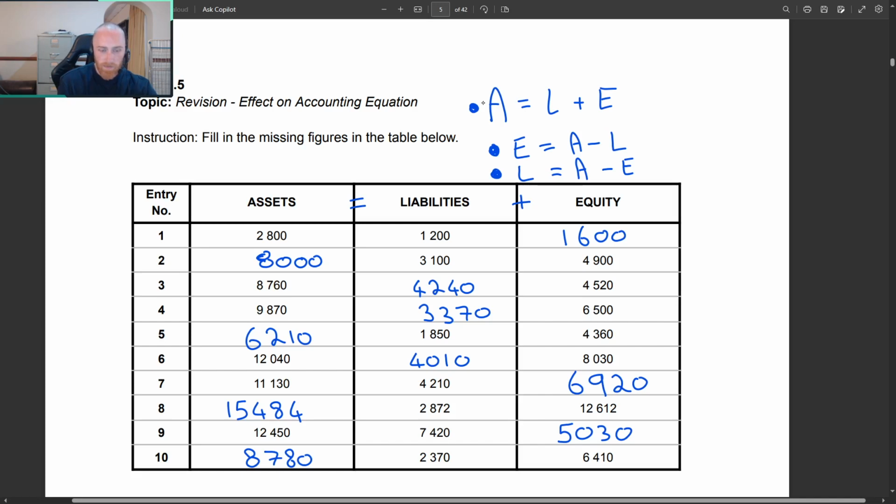So there you have it. That's how we balance the accounting equation.